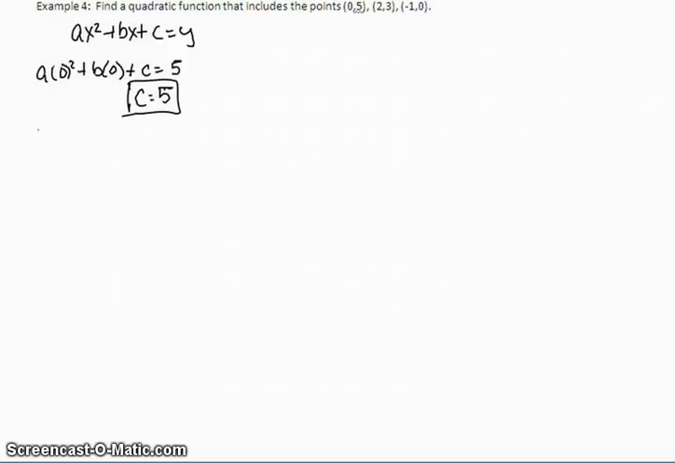Love having that x coordinate as a 0. Simplifies the process a bit. Next, we're going to substitute 2, 3. So I'll have a times 2 squared plus b times 2 plus c equals 3. 4a plus 2b plus c equals 3.